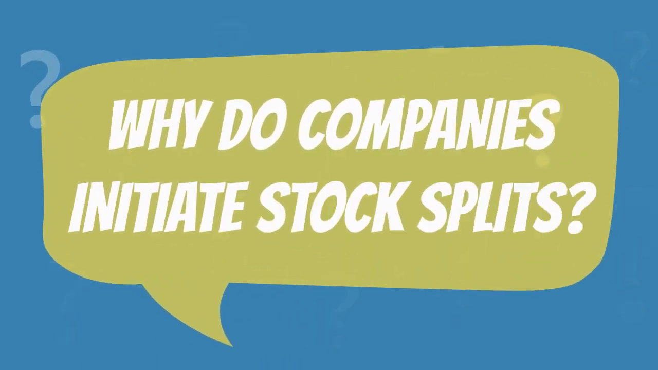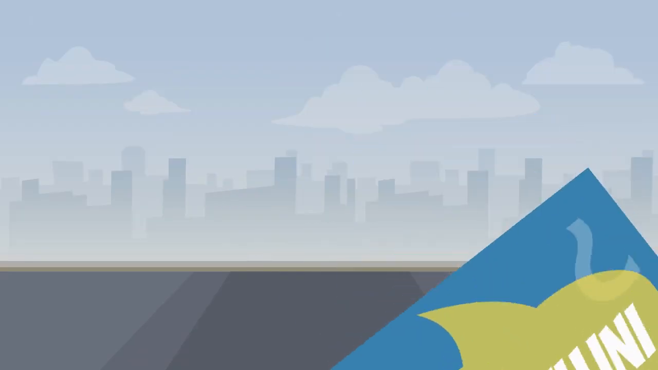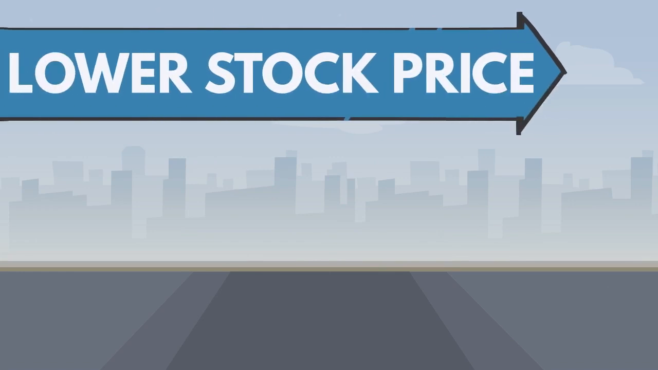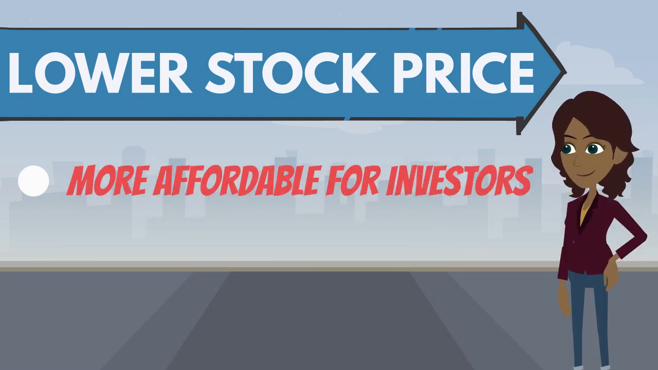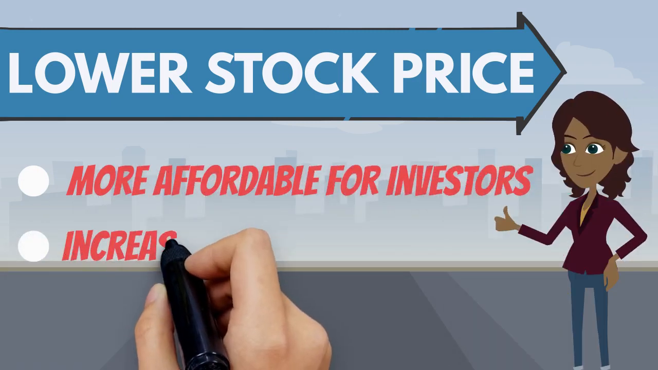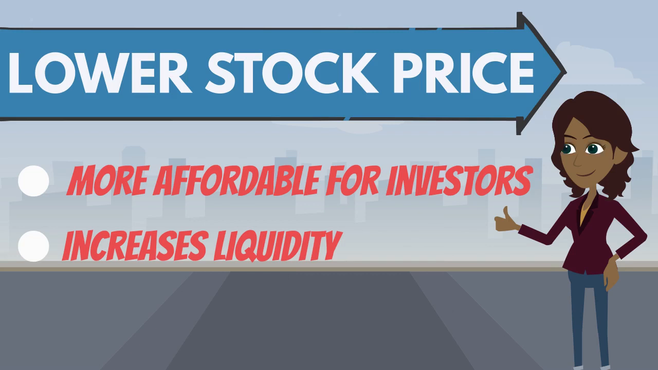Why would a company initiate a stock split? One main reason for a stock split is to try and lower the price of each individual share, bringing a higher price stock back down to levels that are a bit more affordable for the average investor. This will help increase liquidity since there are now more able buyers available.